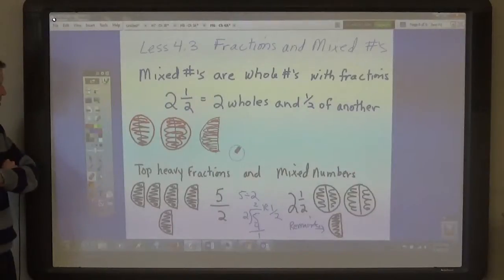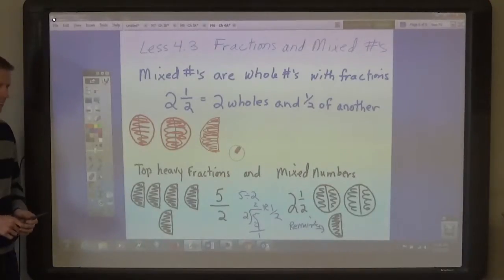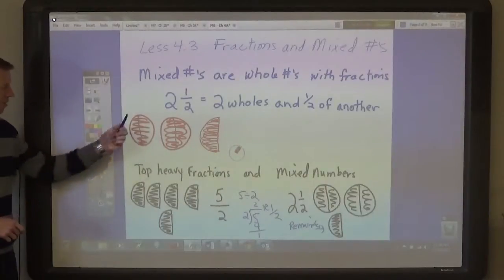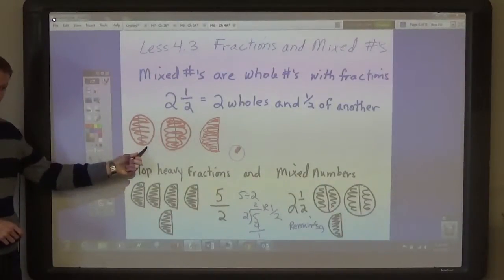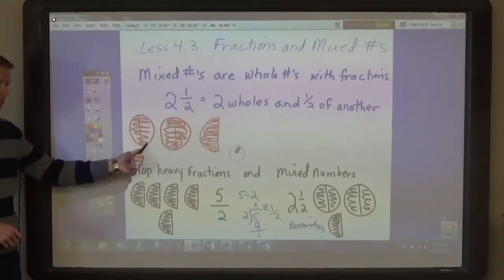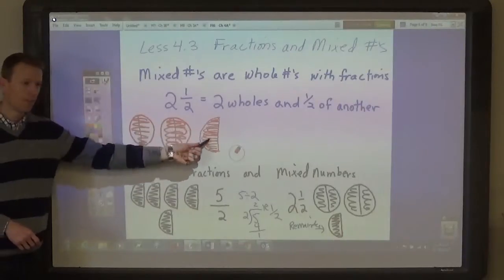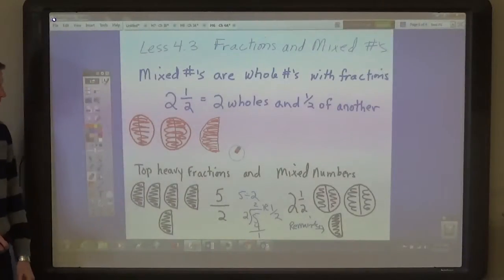How many pieces are there? How many total pieces are there? 2. Oh wait, no. Total pieces. 2. So there's 2 from each whole. So we'll count them: 1, 2, 3, 4, 5. There's actually 5 pieces.